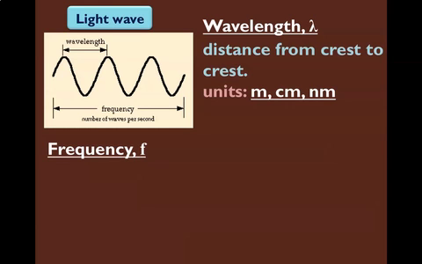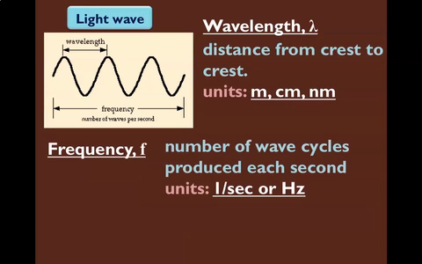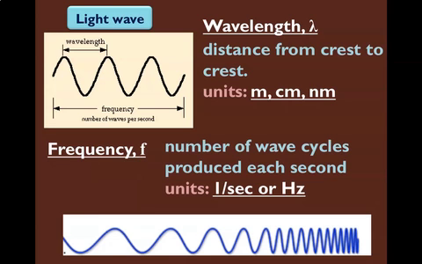Frequency is another component of waves, and we just use an f to represent that in an equation. That's the number of wave cycles produced each second. So if you pick a point and you count how many waves pass that point every second, that would be the frequency. The units are hertz, or 1 per second.